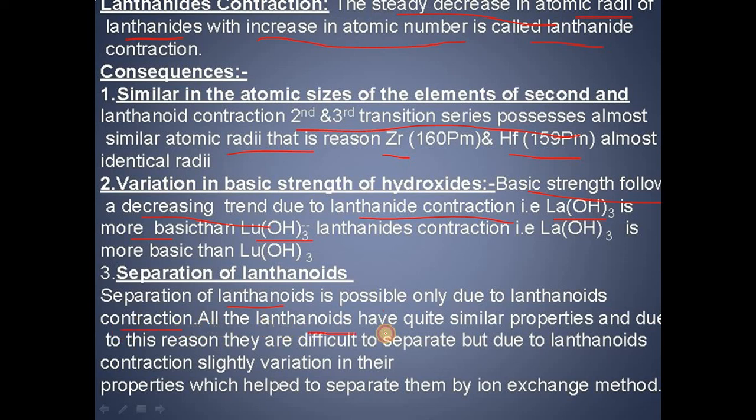All the lanthanides have quite similar properties, and due to this reason they are difficult to separate, but due to lanthanide contraction slight variation in their properties takes place, which helps to separate them by the ion exchange technique. By the ion exchange method we can separate lanthanides from each other.